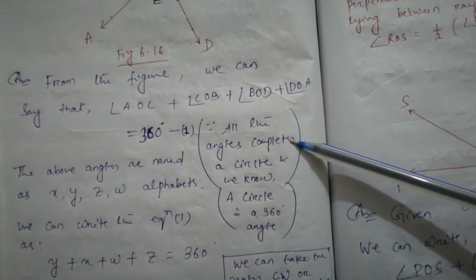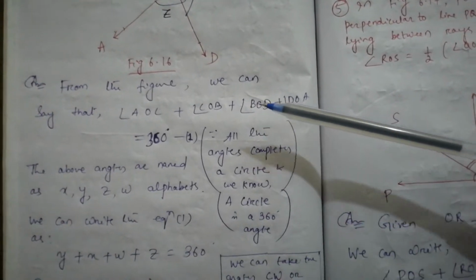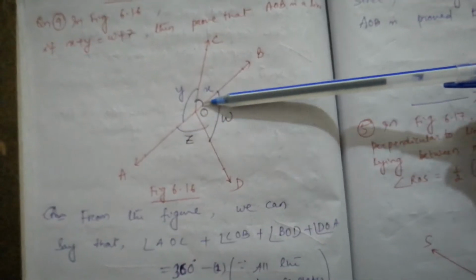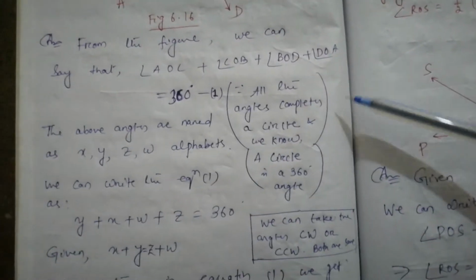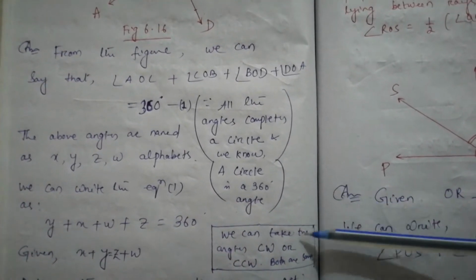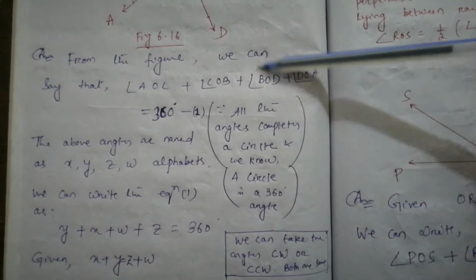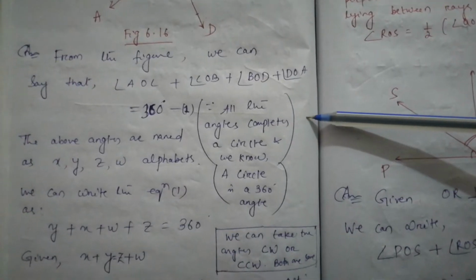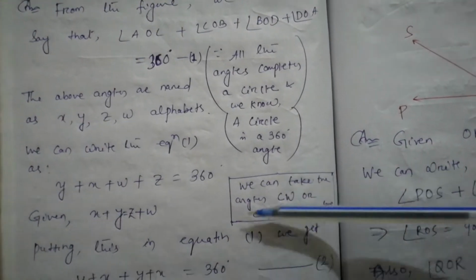Fine. The above angles are named as X, Y, Z, W alphabets. So, what we will do? We will just substitute AOC by Y, COB by X, and so on. Fine. So, we can write equation 1 like Y plus X plus W plus Z equal to 360 degree. We can take the angles clockwise or counterclockwise. That means clockwise is like this, counterclockwise is like this. Both are allowed.